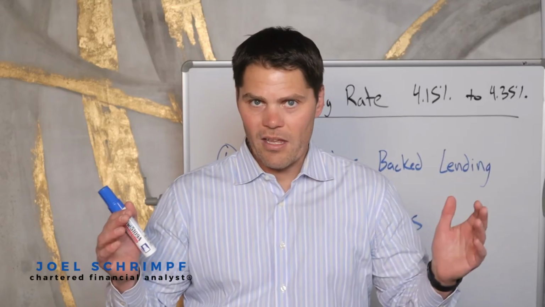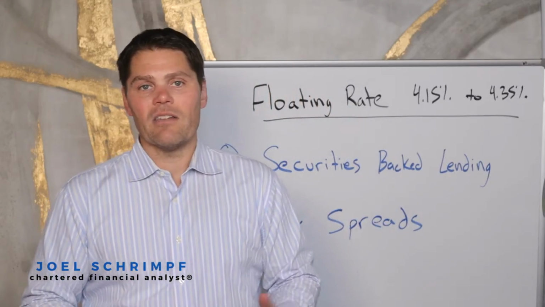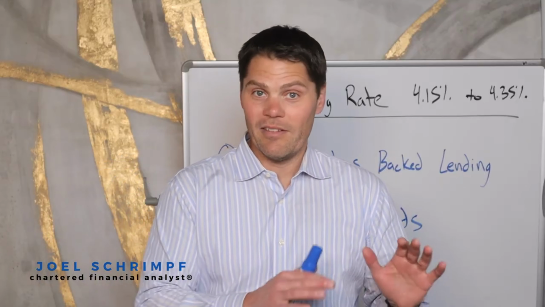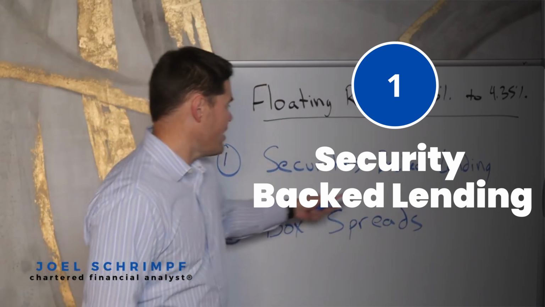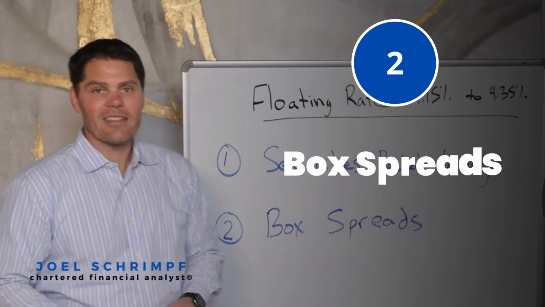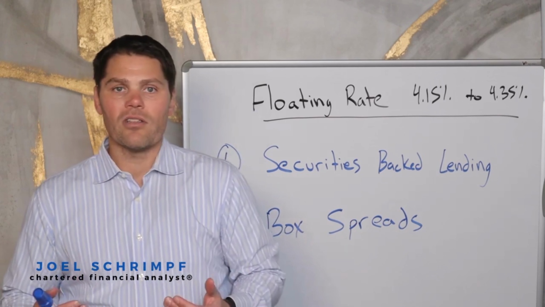So that's the way to think about it: a collateral-backed loan, which, anytime you have that, is definitely going to be more favorable, at least interest rate-wise, than an unsecured loan. So securities are what's backing this loan. Second, it's not a traditional loan. This loan is done through box spreads. So those box spreads use options.